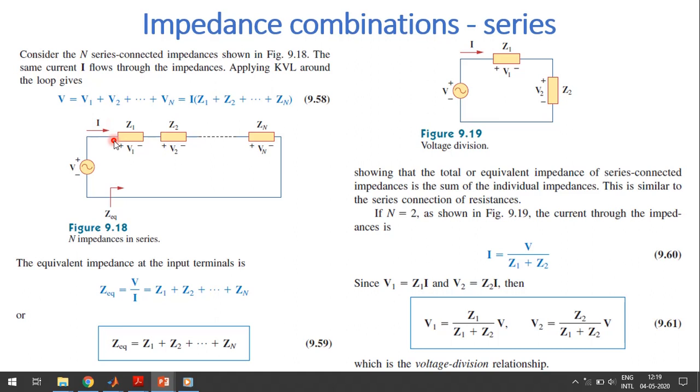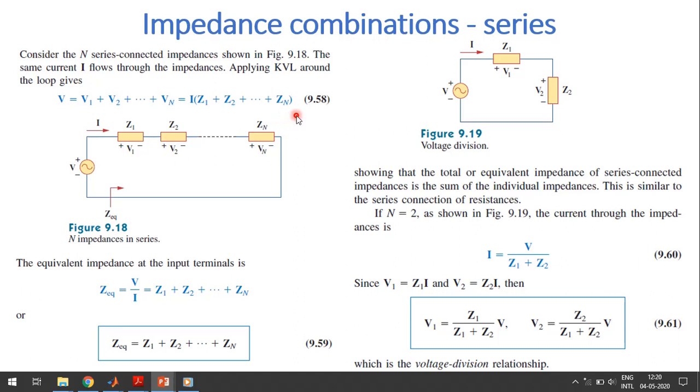So here, according to Kirchhoff's voltage law, this V will be equal to the voltage drop across each impedance, that is, for impedance Z1 the voltage drop is V1, for Z2 the voltage drop is V2, Zn the voltage drop is Vn. So according to Kirchhoff's voltage law, V will be equal to V1 plus V2 etc. up to Vn. This can be written as V is equal to I into R, Ohm's law. Instead of R we have impedances here. So this is equal to I into Z1 plus Z2 plus etc. up to Zn.